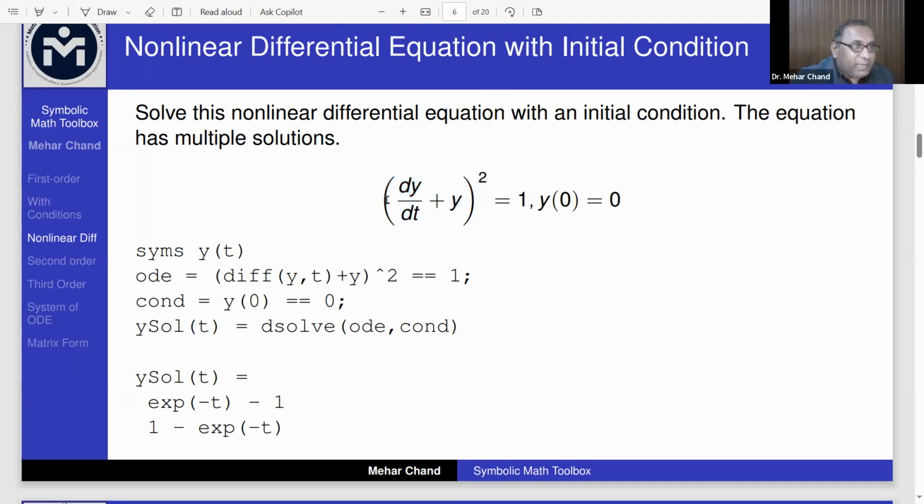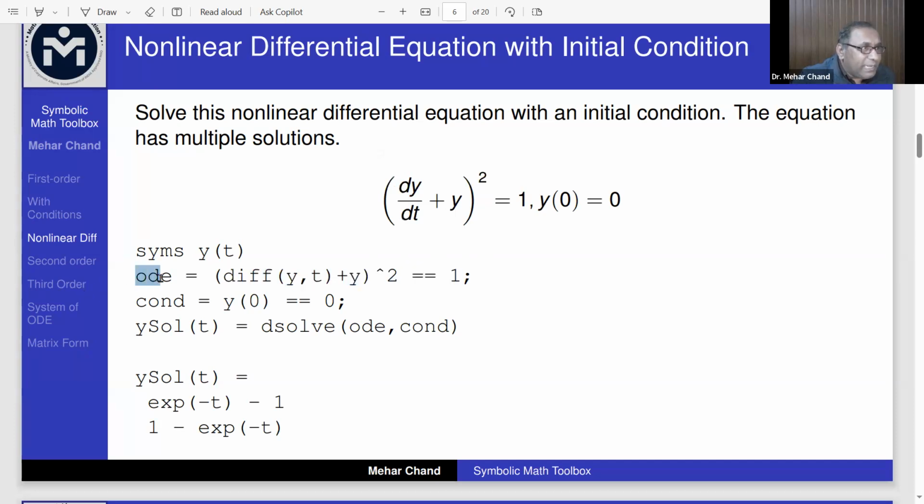So here in the bracket we have dy upon dt plus y. See, diff yt, the meaning of this is dy upon dt. Then we have plus y, and after closing the bracket, we have exponent 2. Then we have equal, which at this place means double equal, and on the right hand side we have 1. If there is some more function, like any trigonometric function or exponential function, whatever you have, you can use it at this place.